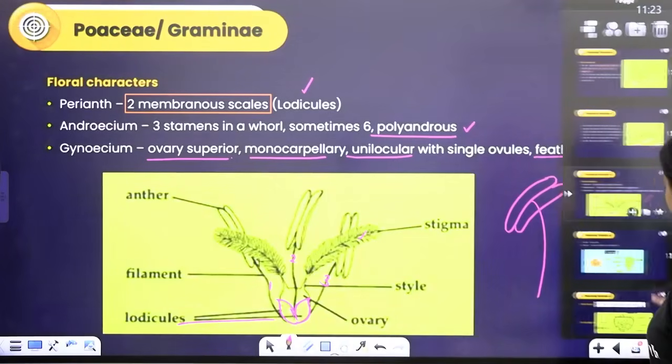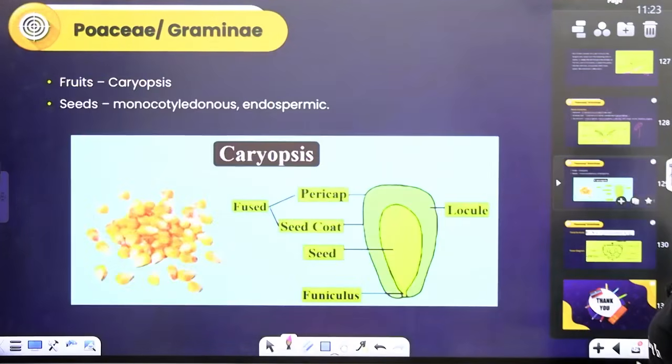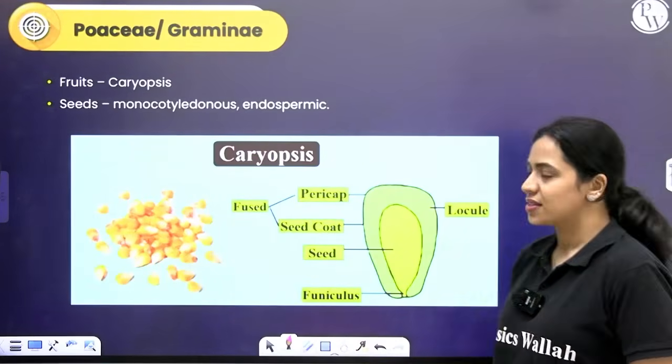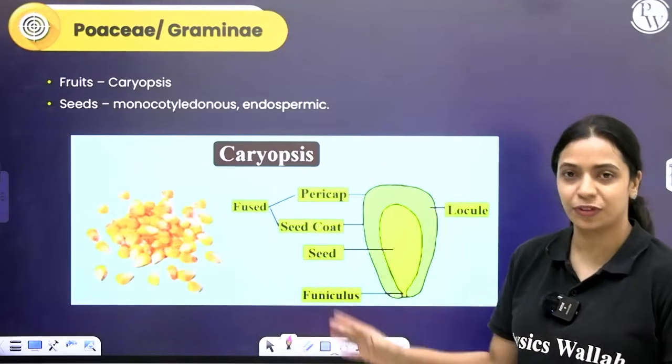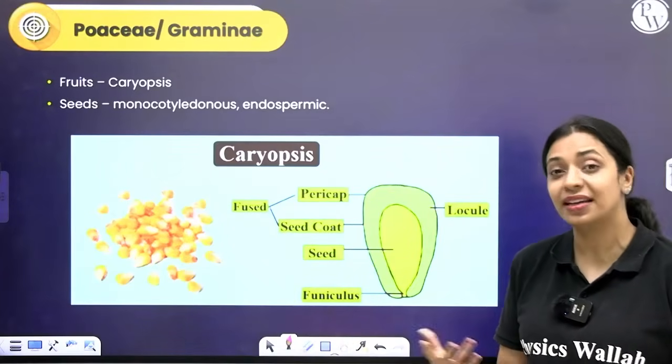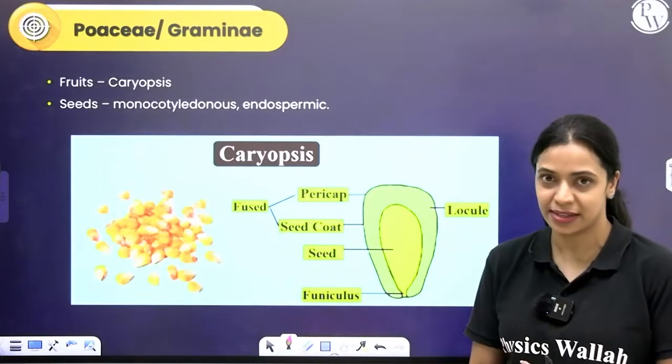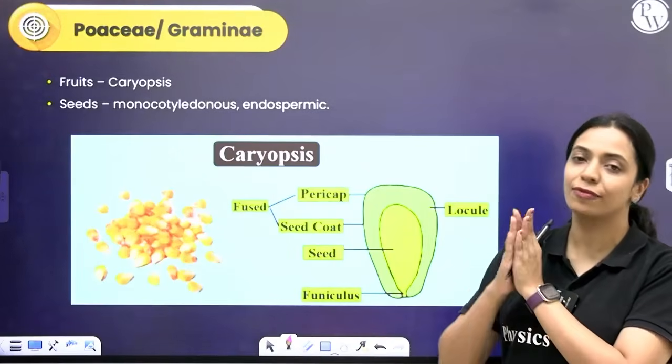Now, talking about its fruits. The fruit that it produces is called caryopsis. Maize, rice, wheat, ragi, in all of them the fruit is caryopsis. Here you can't clearly differentiate between the fruit and the seed because the seed coat would have fused with the fruit wall.